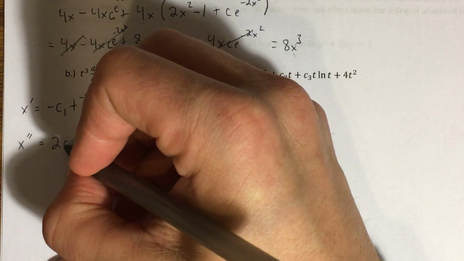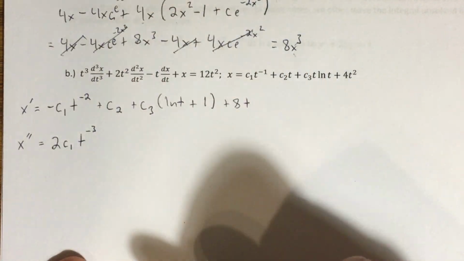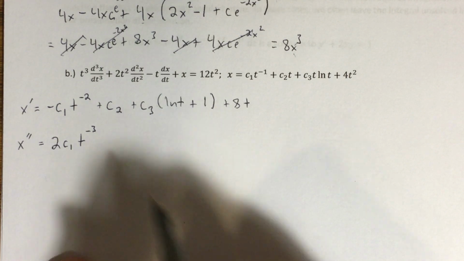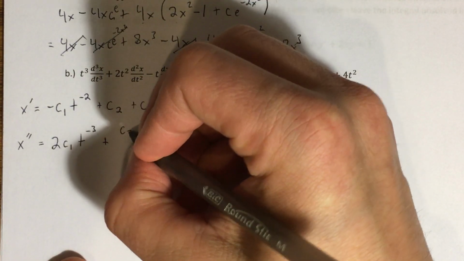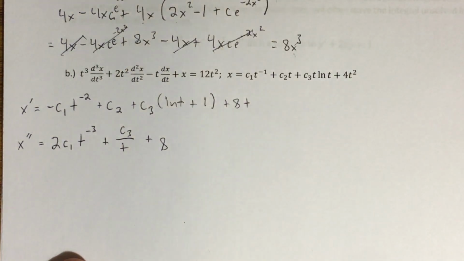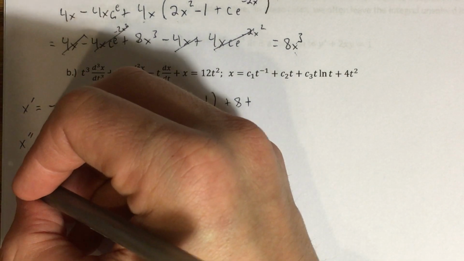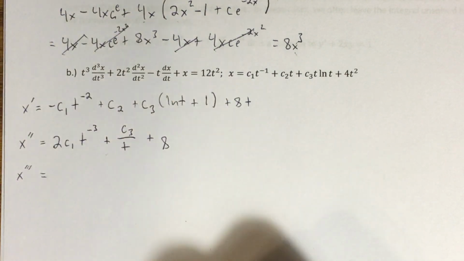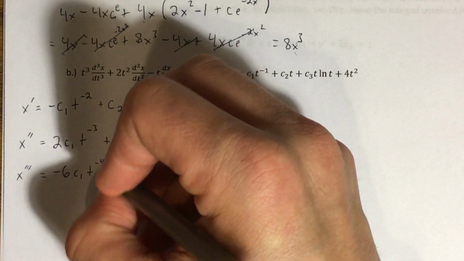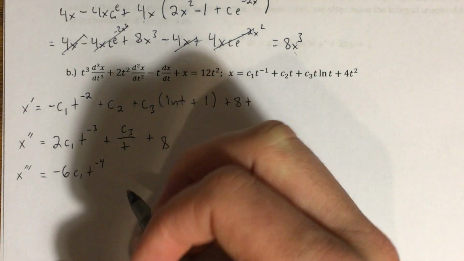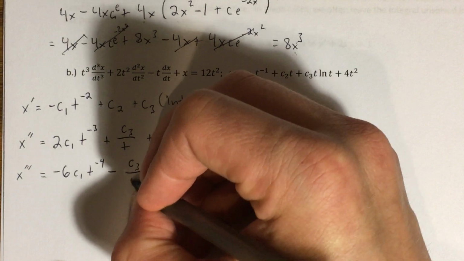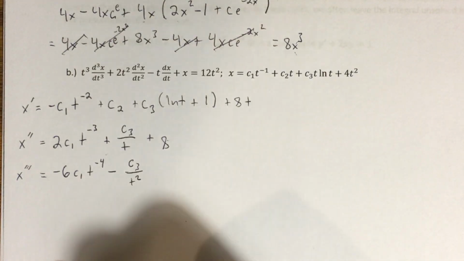This is going to give me 2c1 t to the negative third power. That's a constant, that's going to go away. The derivative would be 1 over t, so I'm going to get plus c3 over t after differentiating, plus 8. Okay? I also need x triple prime. X triple prime will be negative 6c1 t to the negative fourth power. And then this will become minus c3 over t squared. And that's going to go to 0.